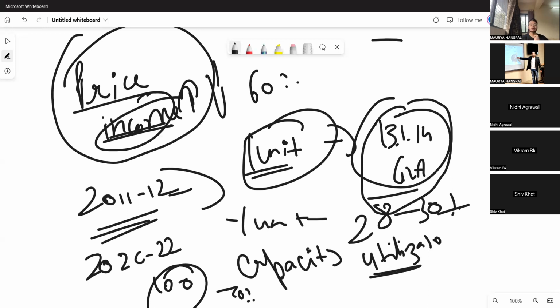I've talked about the credit growth to GDP ratio. It must be as high as possible, but not at the cost of GDP. Price to income ratio as low as possible, approximately at least less than 60%. I've talked about the gross value added around 2011 to 12, when one unit of manufacturing used to have around 13 to 14% GVA. But in the present scenario from 2020 to 22, one unit of manufacturing is giving around 28% to 30% GVA. I've talked about the capacity utilization ratio, at least 70%.